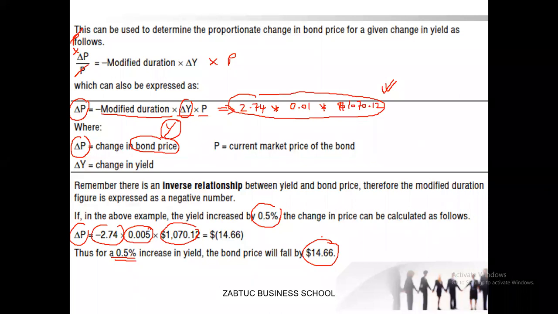Have we understood the concept? Yes. Have we understood the concept of modified duration? Yes. These are things we must understand way before the exam. So when the exam time comes, just review these things.